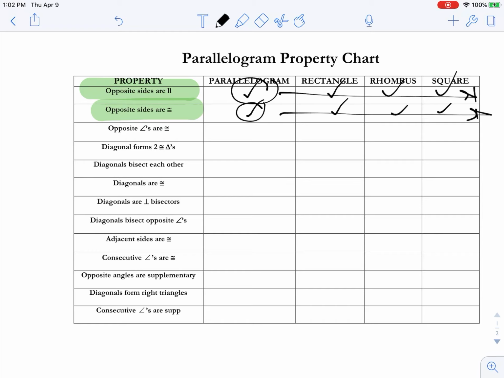If the opposite angles are equal, that also is a parallelogram rule. So again, that works for all 4 of these. Then we got this weird one. Diagonal forms two congruent triangles.